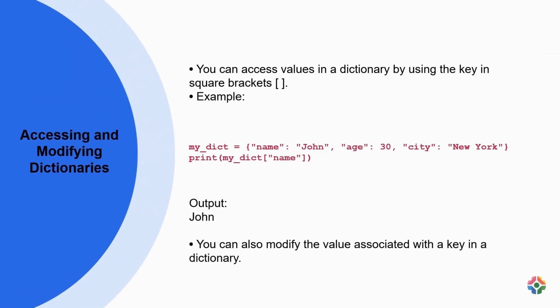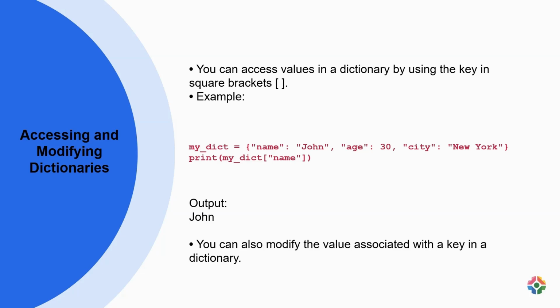To access values in a dictionary, use the key enclosed in square brackets. For instance, given a dictionary myDict equals name John, age 30, city New York, accessing the value associated with the key name would yield John with the syntax myDict[name].